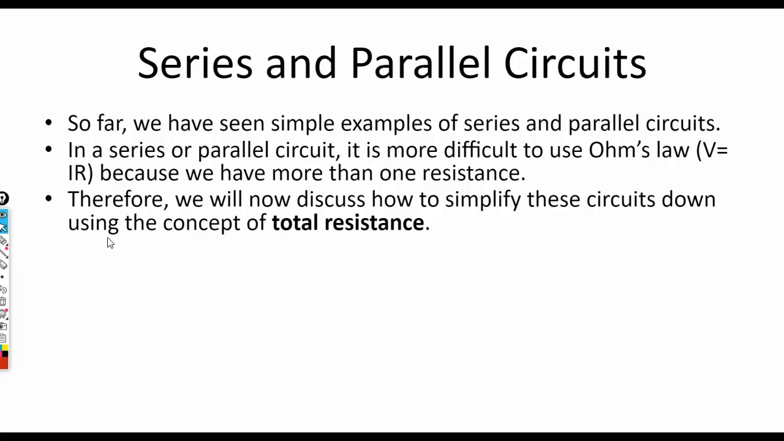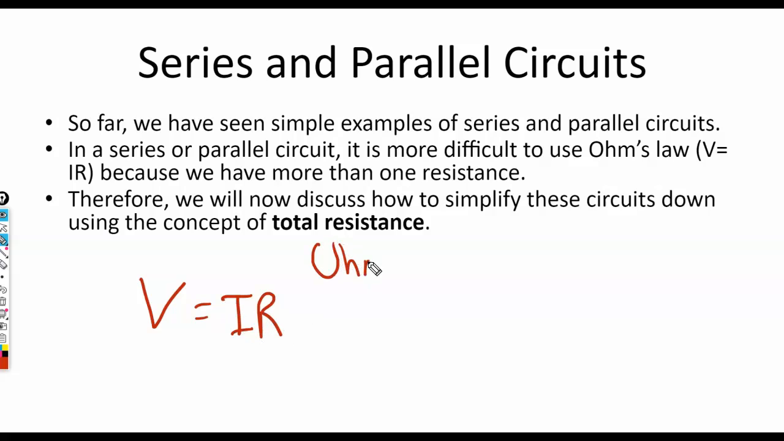All right, so the last thing we're going to talk about in this set of notes for 8.2 is how to find what's called total resistance. The reason we have to have total resistance is because we have the equation V equals IR, which is what's called Ohm's law. We talked about Ohm's law before, and we did problems with it before. This is the main equation in this unit: voltage equals current times resistance.